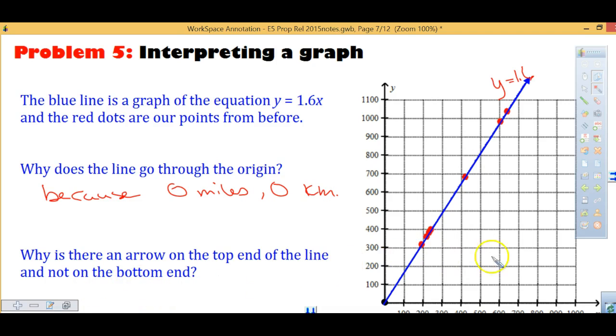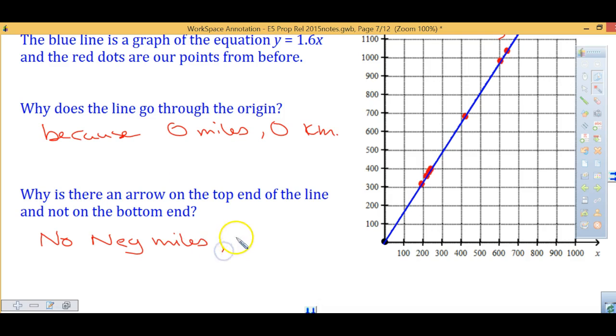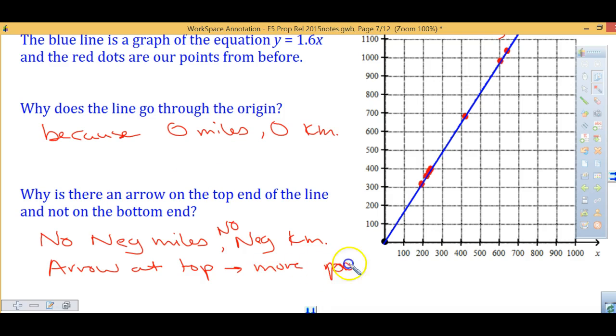It says, why is there an arrow at the top and not at the bottom end? And the reason that it's at the top is that we cannot have negative miles. We can't drive negative miles. You can't have negative, so no negative kilometers. But if we are comparing them, the reason we have the arrow at the top is because it's going to continue on and on and on, and we can have more positive values, okay? So we can always have more positive values if we are looking at that.